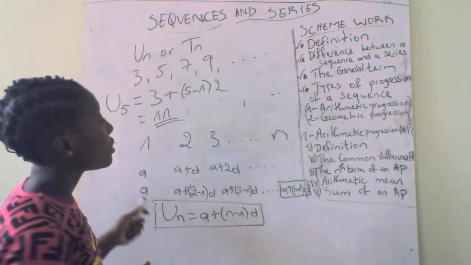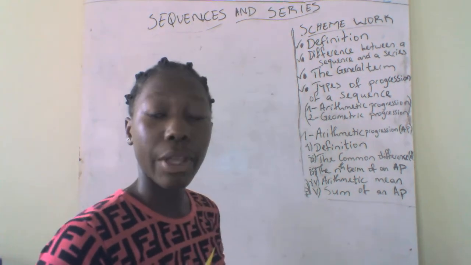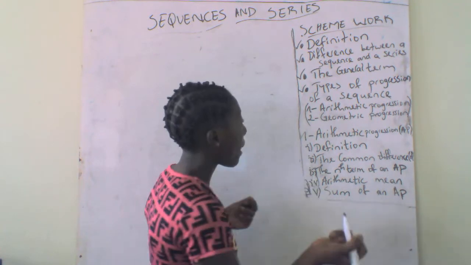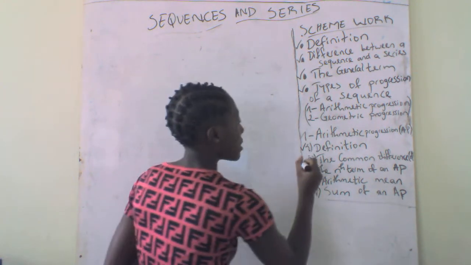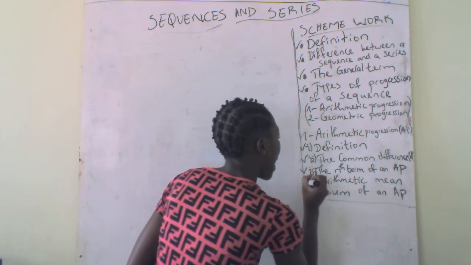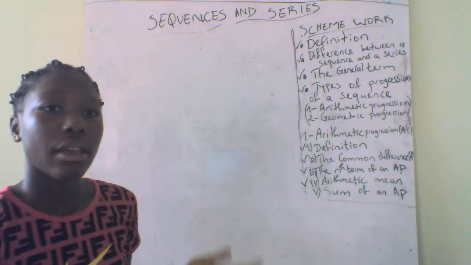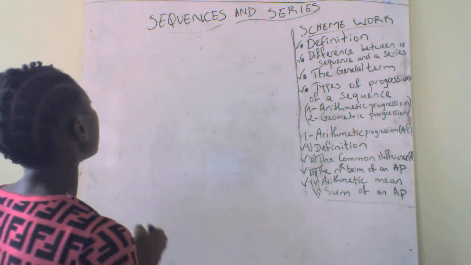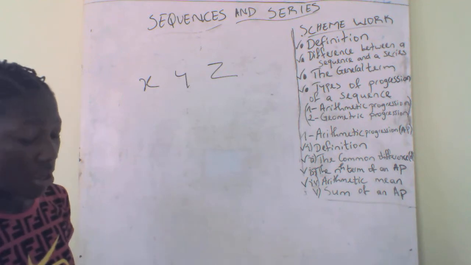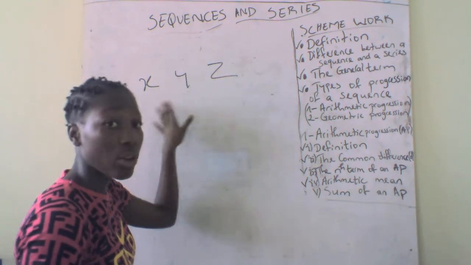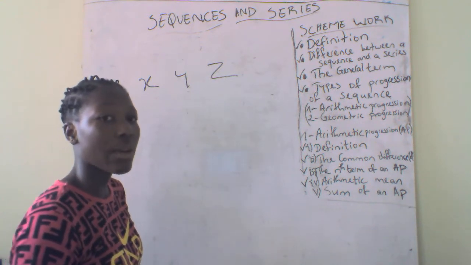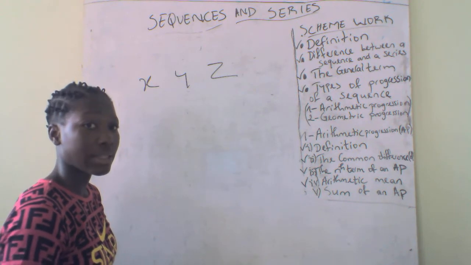Now that we know about our nth term, let's look at arithmetic mean. We know about the definition of an AP, the common difference, the nth term. Now let's look at the arithmetic mean in an AP. That is, if we are given 3 consecutive terms, x, y, and z. When I say consecutive terms, it means that they have a common difference. If they are consecutive, therefore they must have a common difference.